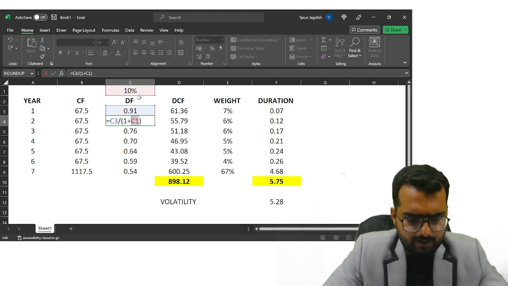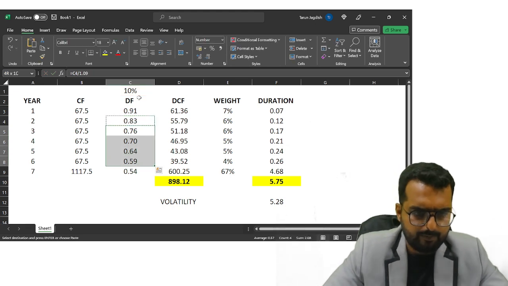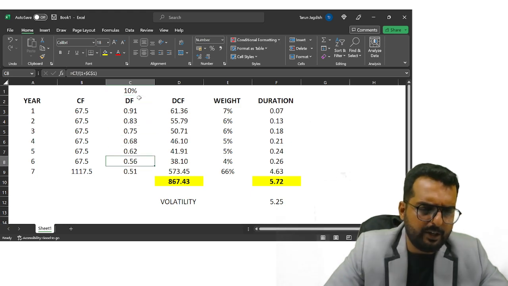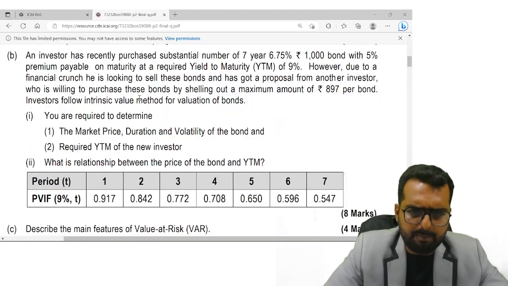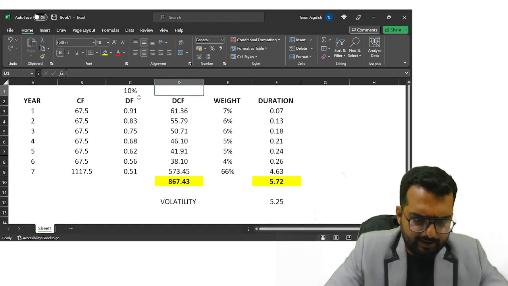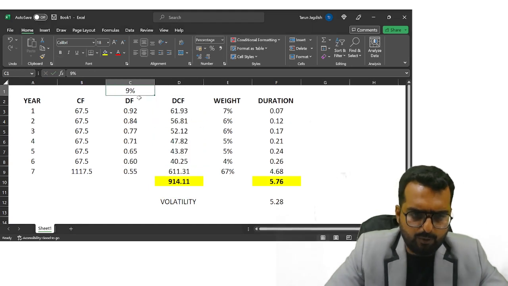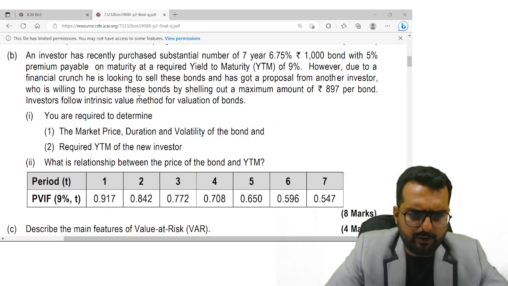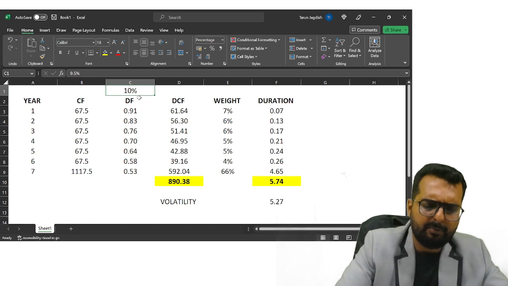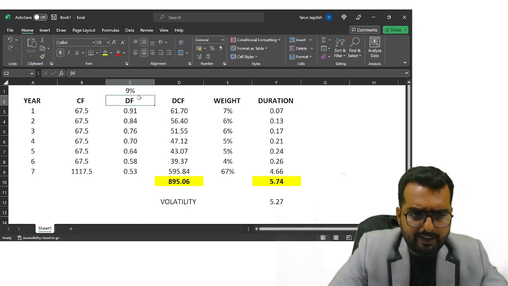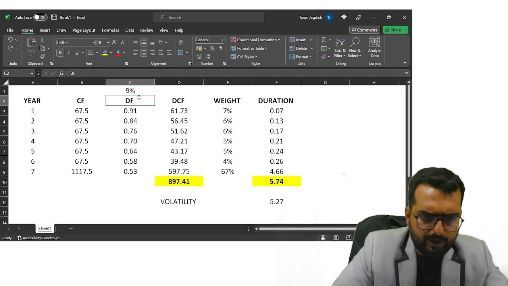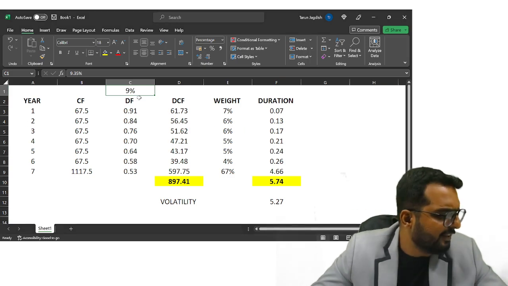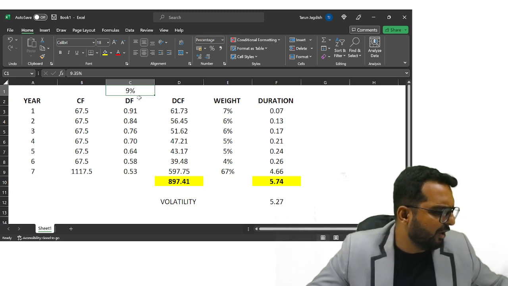And this has to be as a dollar. Right. So the moment it became 10%, did you get the answer as 867? What is the price he is having? 897, is it? Let me just check. 9% was 914. So somewhere between this, at 9.5 you get 890. So maybe 9.4, 895. 9.35, 897. So using common sense, 9.37% has to be the yield of the other fellow.